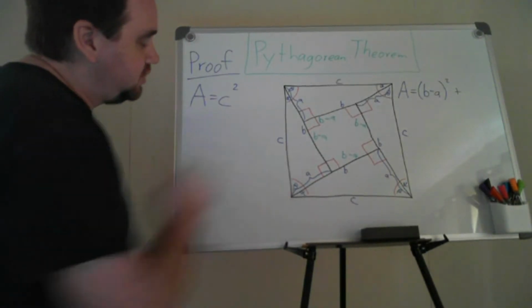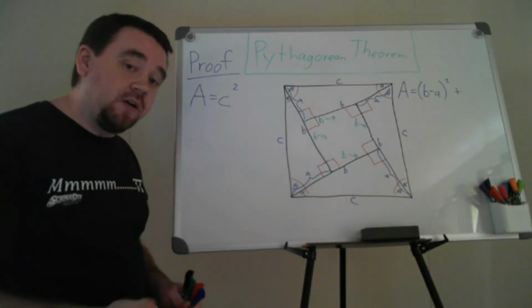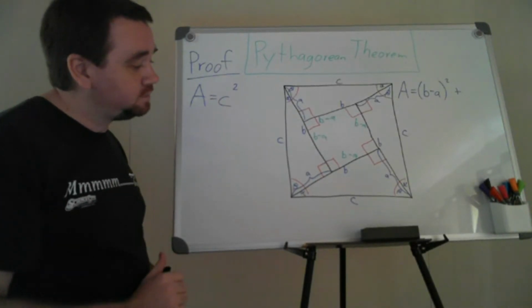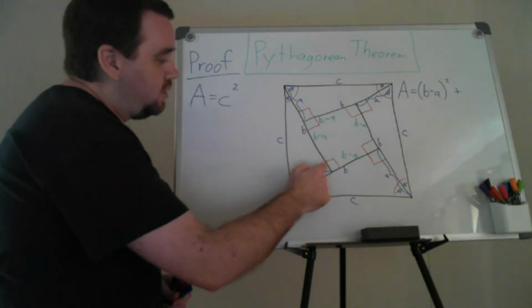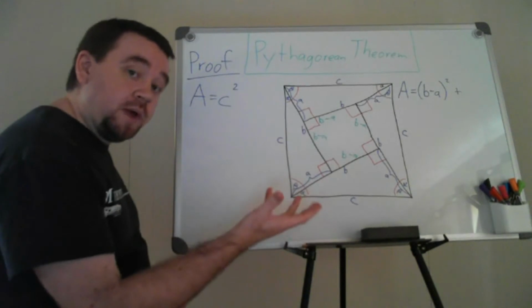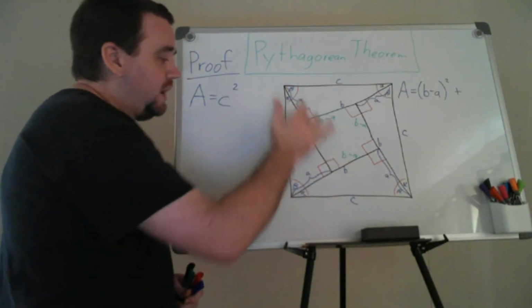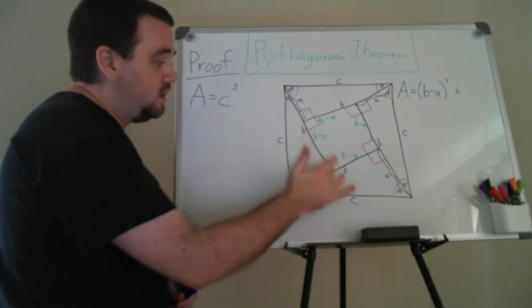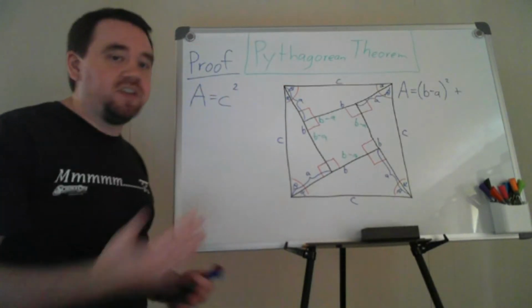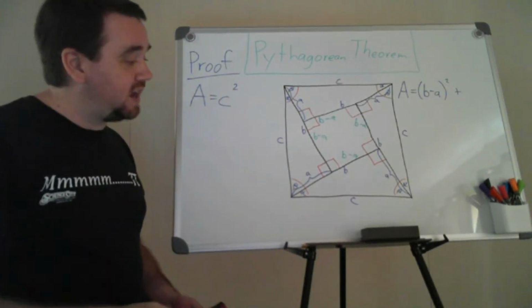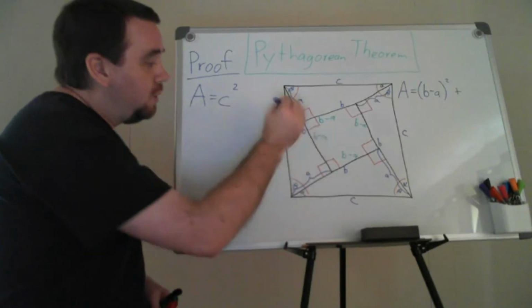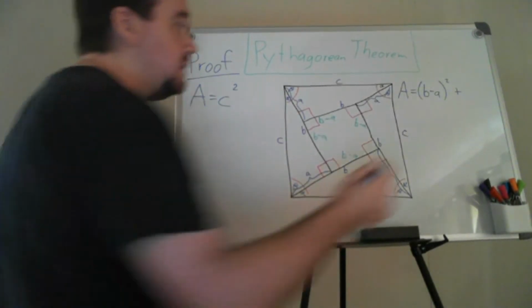Now I look at each of these triangles and I think, okay, how do I find the area of a right triangle again? Well, I look at the right angle and I take, as if it were a rectangle, the length times the width, which is a times b, but then I cut it in half because it's not a full rectangle, it's exactly half of a rectangle. So each triangle is 1/2 a times b.